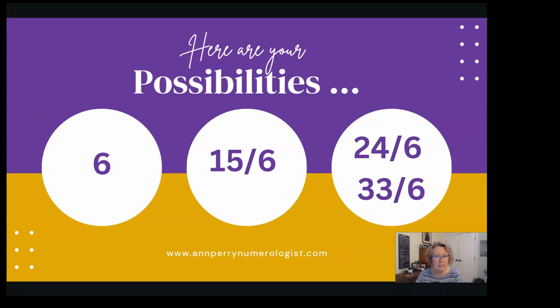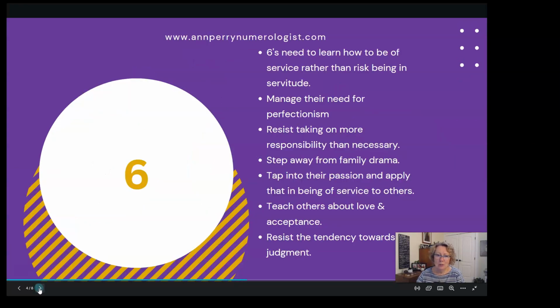So here are your possibilities. You could be simply a 6 life path number, meaning you have no sub-lessons. Your date of birth just added up to a straight-up 6. Perfect. Or you could be a 15-6, where your sub-lessons would relate to the 1 and the 5, or a 24-6, or even a 33-6, right? So you're not just a 6 anymore. Let's see what kind of 6 you are.